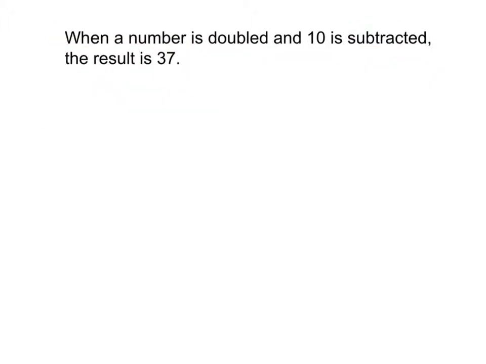Okay, so this question says, when a number is doubled and 10 is subtracted, the result is 37. So again, we have a number that we don't know. So do you want to use the same variable? Okay, we'll call this n. When n is doubled, what does it mean for something to be doubled? Multiplied by 2. Good.